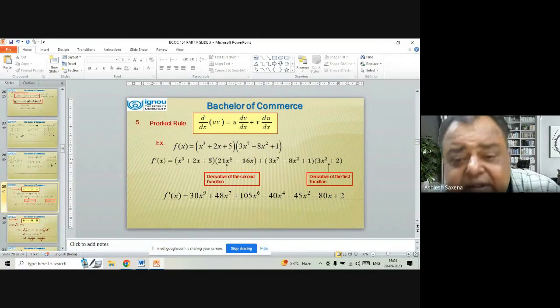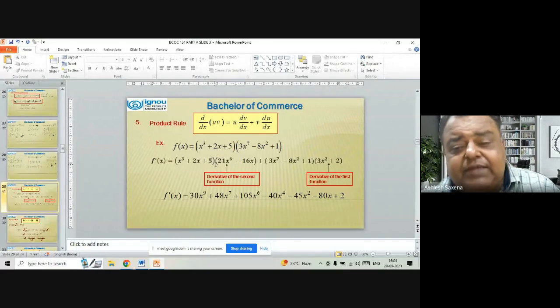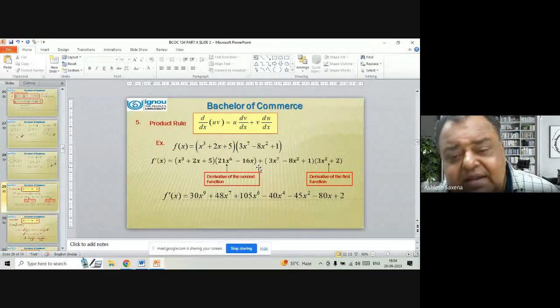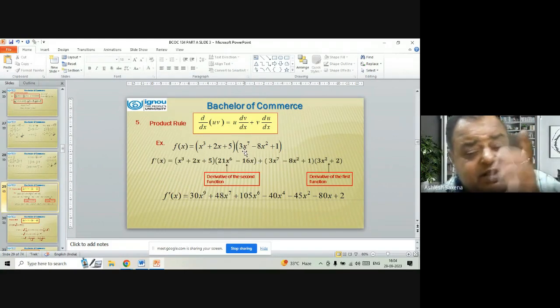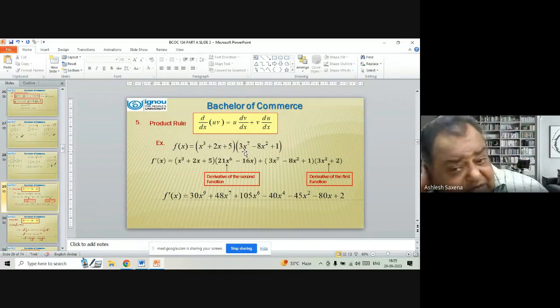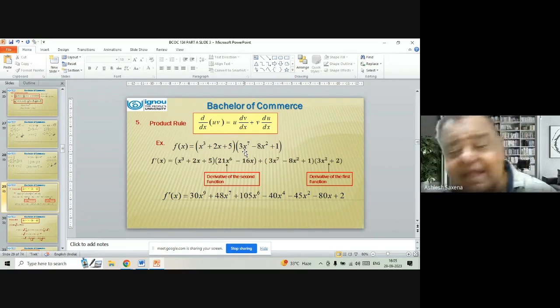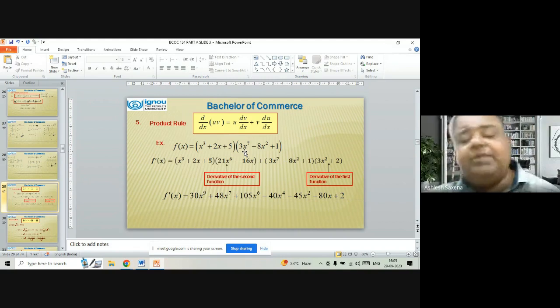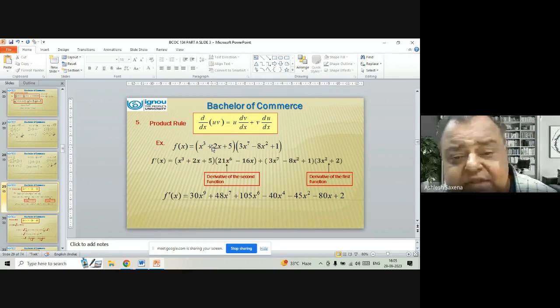That means the first part has been solved. Now plus sign, second derivative. The same function which is given in the problem, 3x to the power 7 minus 8x squared plus 1, into d by dx of the first function. What we have in the first function? We have x cubed plus 2x plus 5. That means its derivative will be 3x squared plus 2.